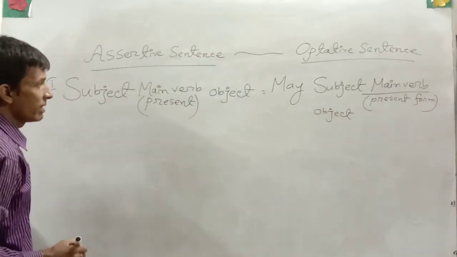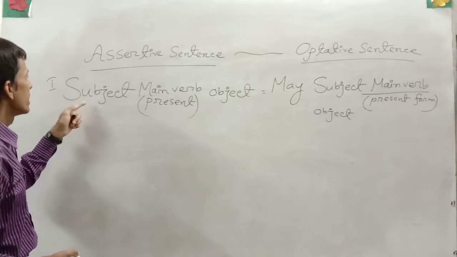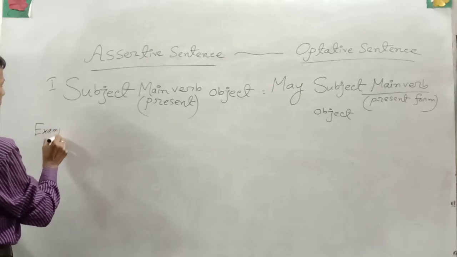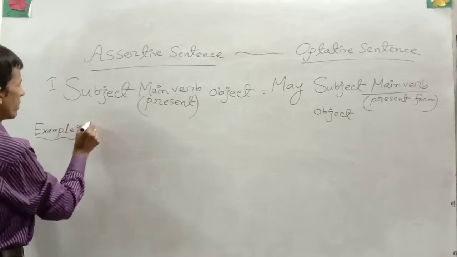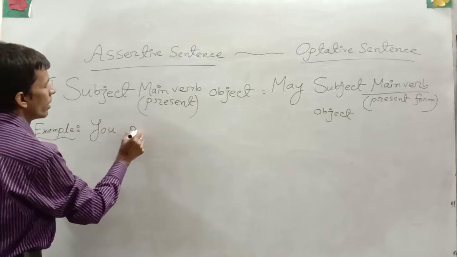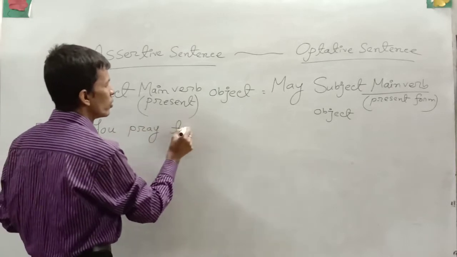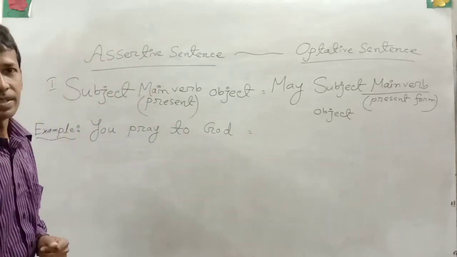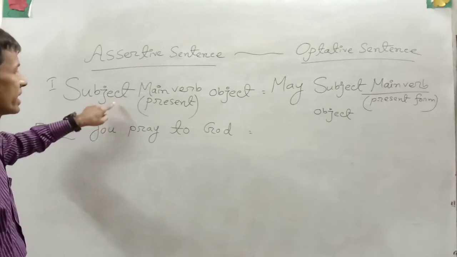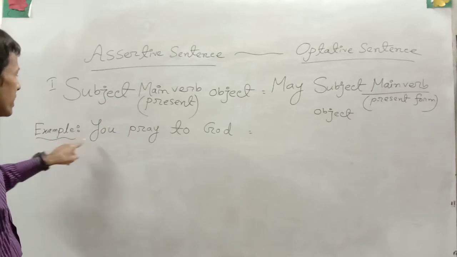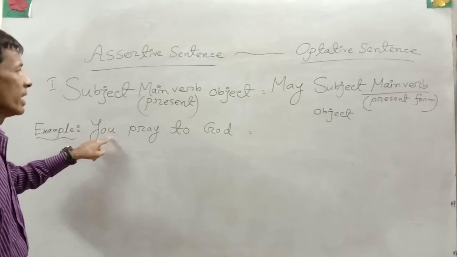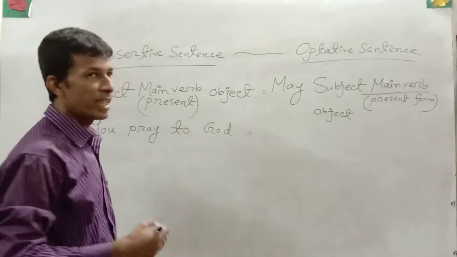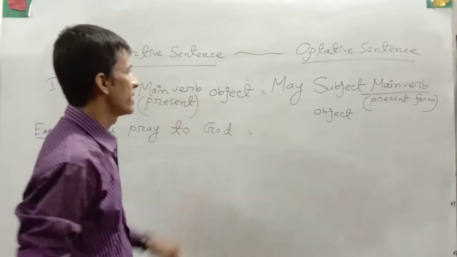So, now we can write an example comparing the similarity of this structure. Example, you pray to God. This is an example of an assertive sentence. Now compare this example with the structure. This example is started by writing you, which is used as the subject. In the second part, pray, the main verb, and at last to God, the object. Now you can very easily transfer it from assertive to optative sentence.